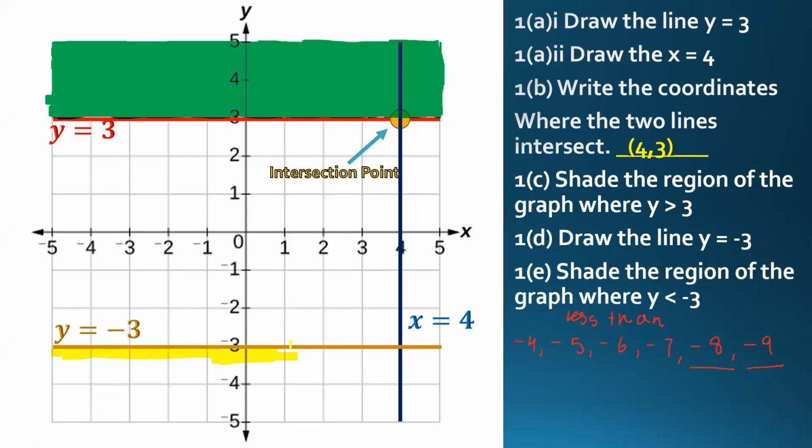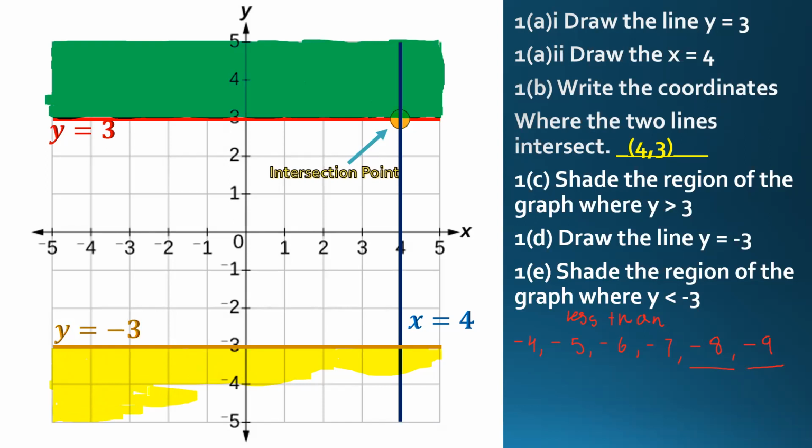Where's Kemar? Kemar, are you there? I can't hear from Kemar. Kevin, are you there? Where's Kevin? What's up? Are we shading above negative 3 or below negative 3? Below negative 3. Why are we shading below it? Is it less than or greater than? It's less than. That's why we're shading below it, okay? Understand me, Kevin? Yes, sir.